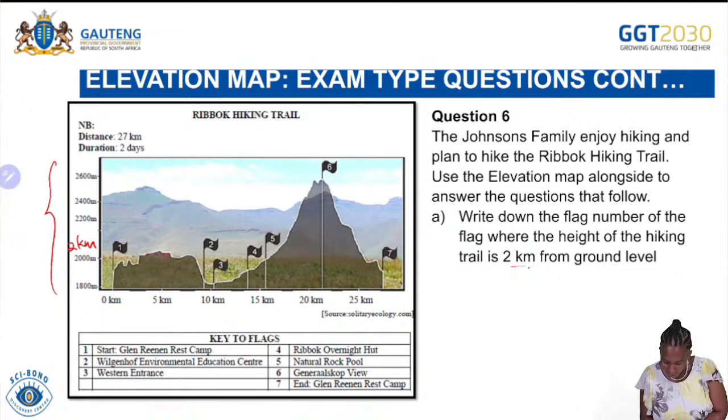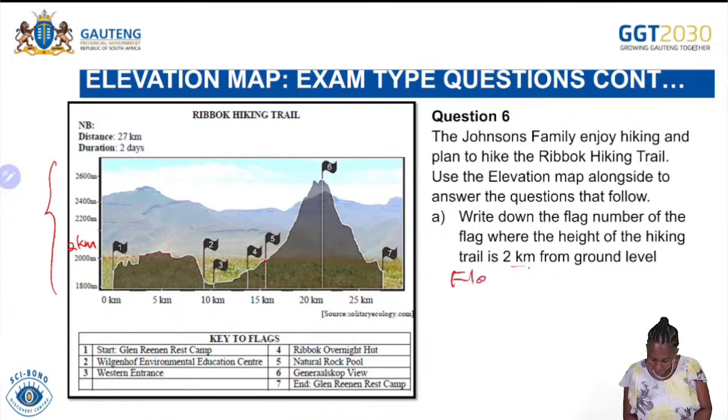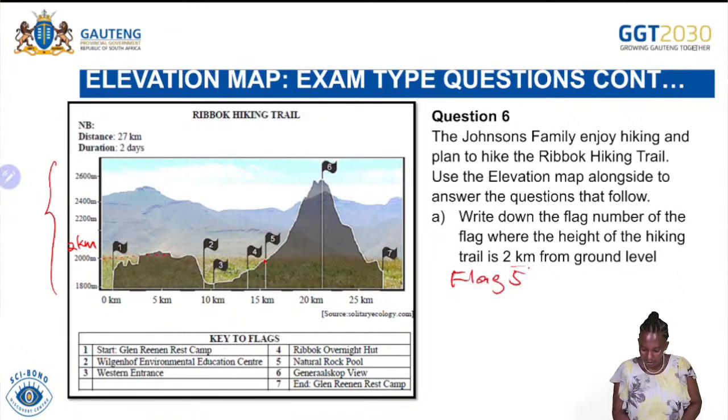If I do this, you take a ruler quickly. We can place a ruler like this. And then if we place a ruler like this, it will show you flag number 5. Flag number 5, that is where the height is above 2 kilometers above the ground level.